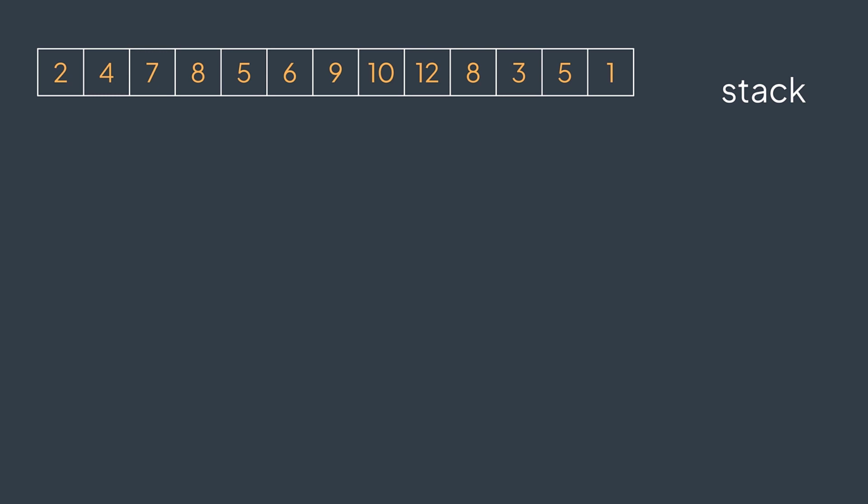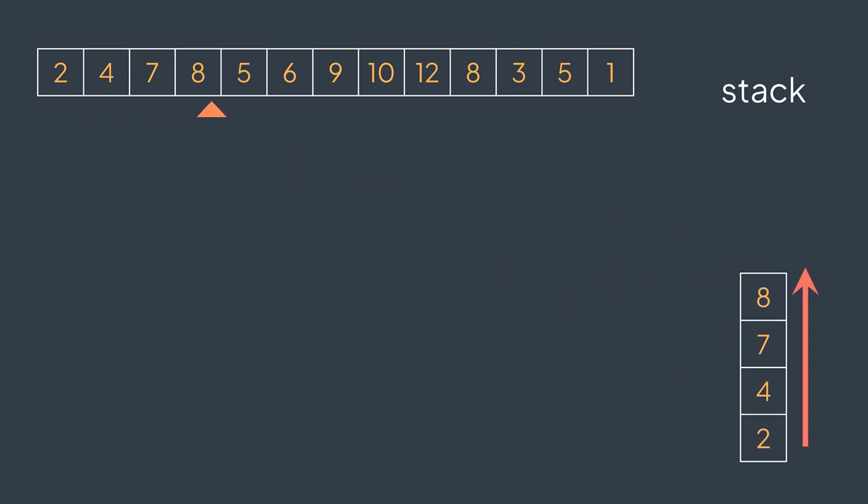We can maintain a stack in an increasing order. For example, we have 2, 4, 7, 8, then we want to insert 5, but it wouldn't be increasing anymore, so we keep popping until we find a smaller element. And we push, it remains increasing. Then again, we have 6, 9, 10, 12, then to insert 8, we pop 12, we pop 10, we pop 9, and we insert. And so on.